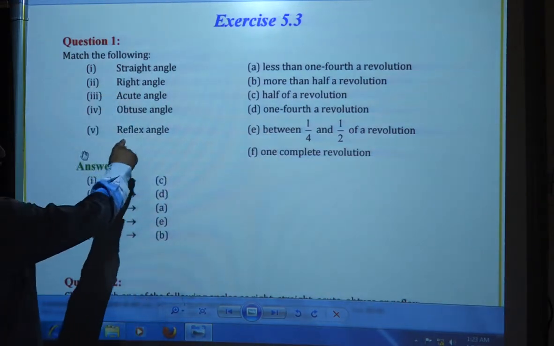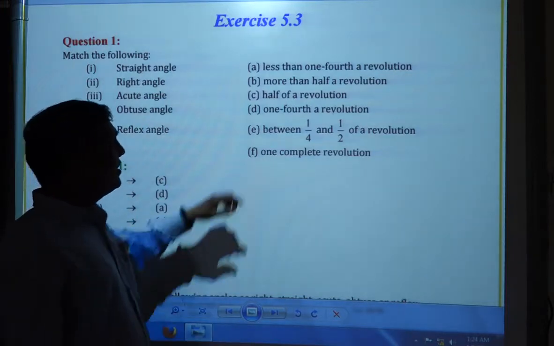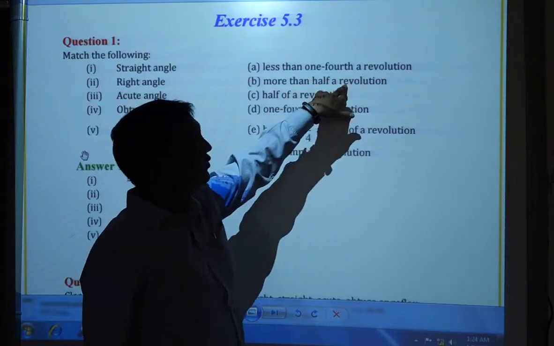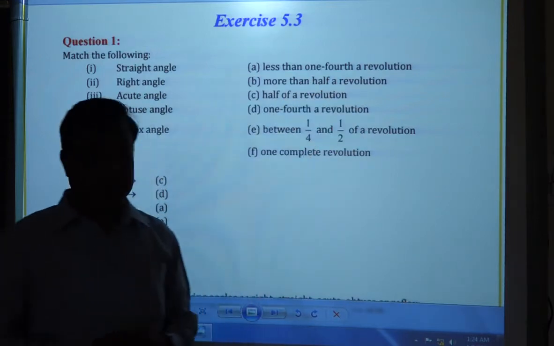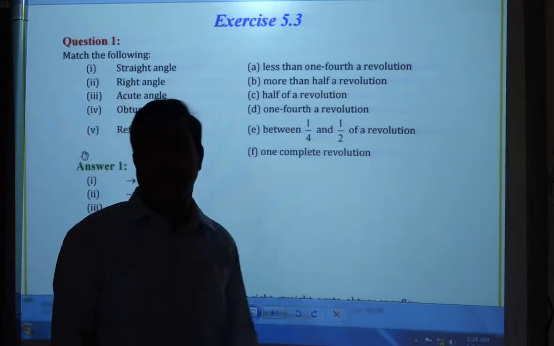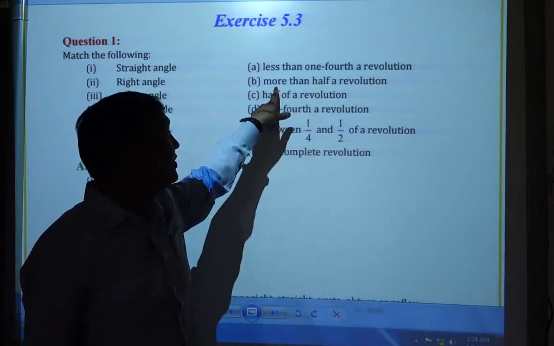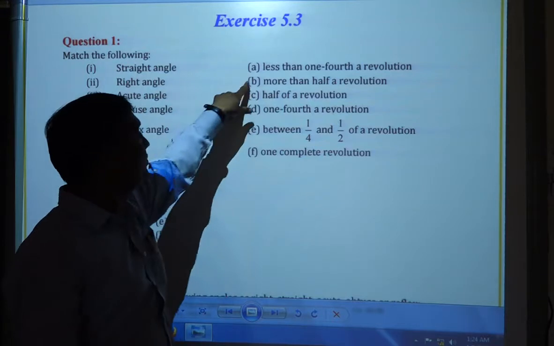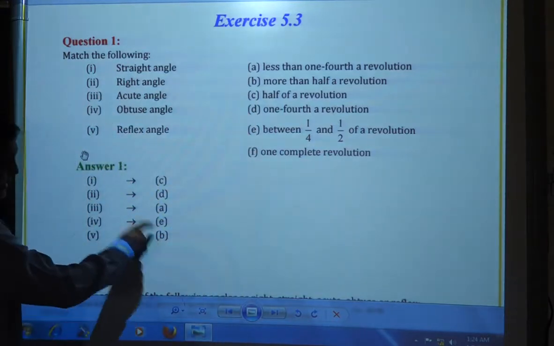Now last, reflex angle. Less than 1/4 of revolution, it is not there. More than half revolution. Or one complete revolution, no, one complete revolution is not there. So which one? More than half revolution. So the fifth one is B. Next question.